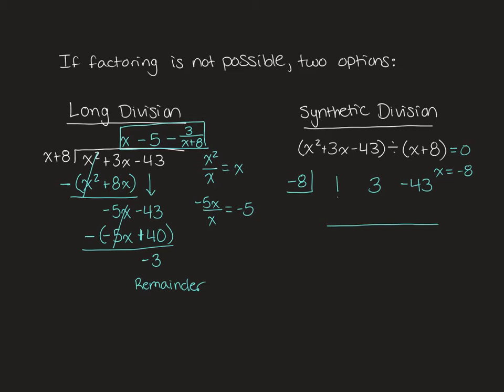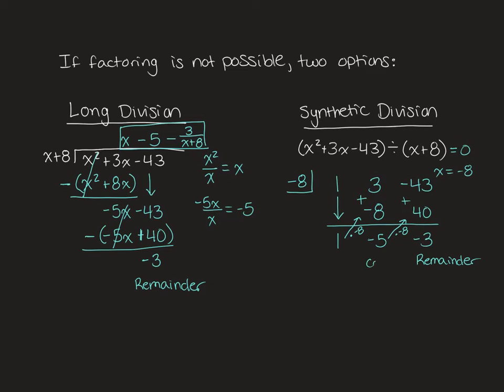So the first number you will drop down, and then to get to the next number, you're going to multiply by whatever is inside your box there, so -8. So I will have a -8 here, and then you add these two numbers together. 3 plus -8 is -5, and then again you multiply by -8, which will give you +40. You add them together, you will get -3.